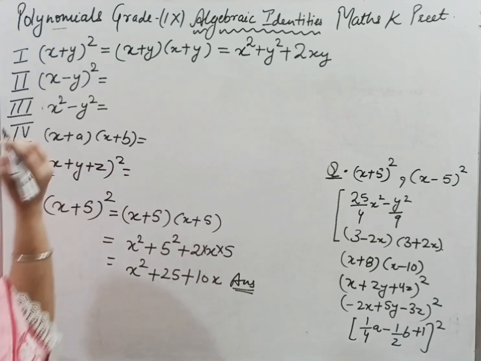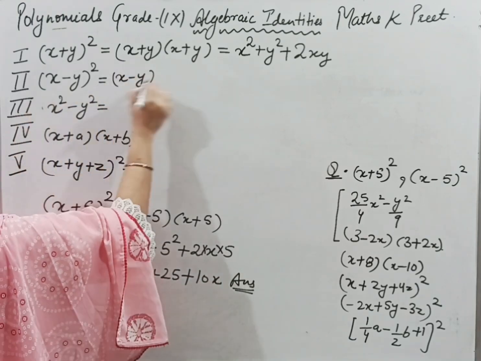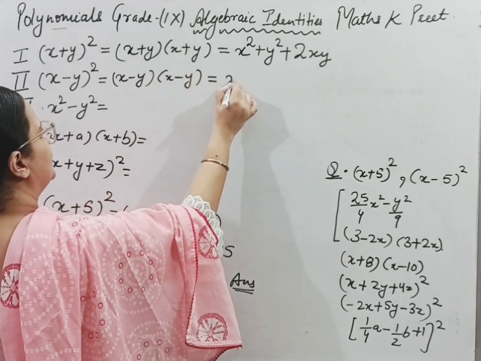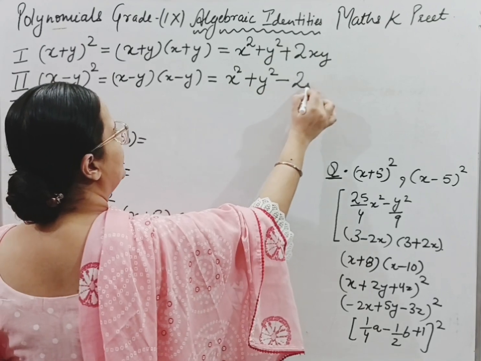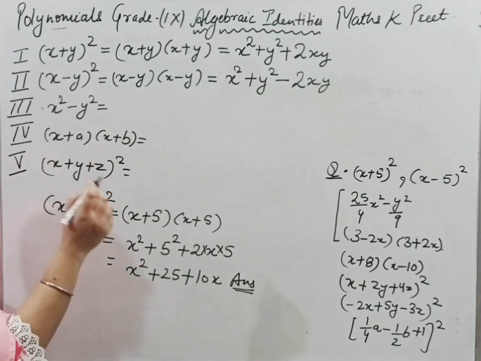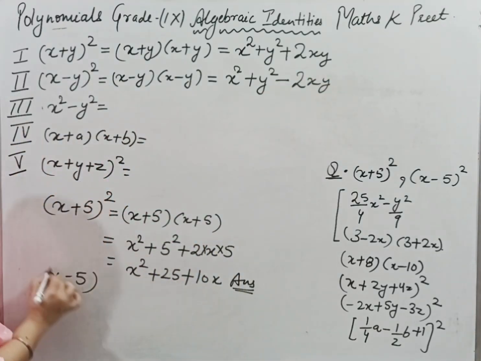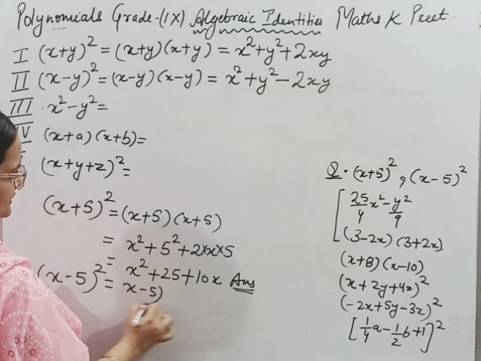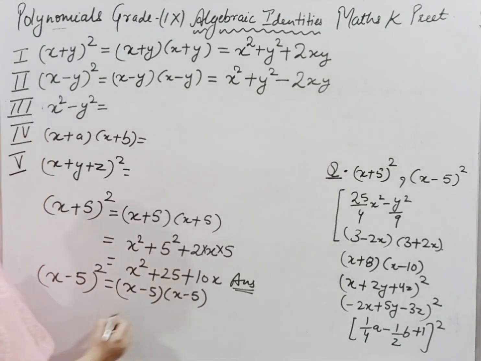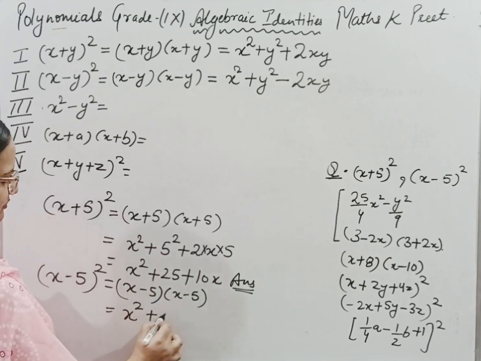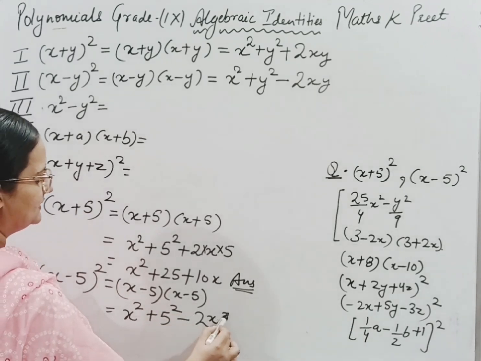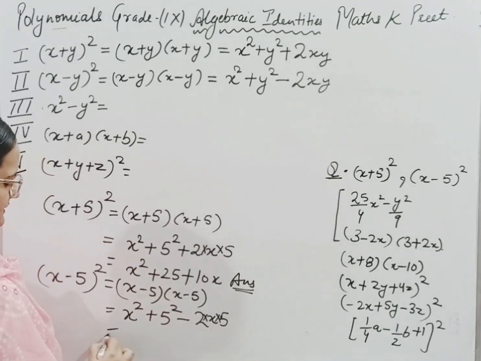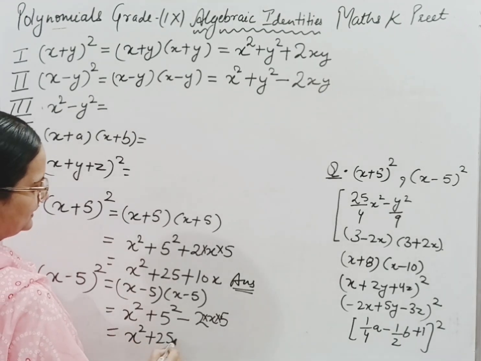Number 2 is (x minus y) whole square. So I can write this as x minus y, and the expansion is x square plus the square of the second term minus 2 times the first term and second term. Let's say this question, (x minus 5) whole square. I'm just telling you each and every step. The expansion is x square plus the square of the second term, now minus 2 times the first term into the second term. So the answer is x square plus 25 minus 10x.